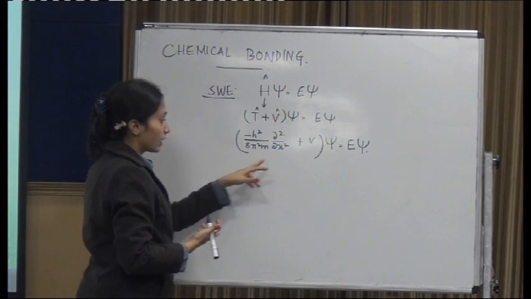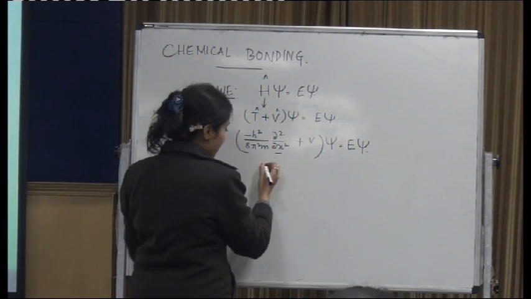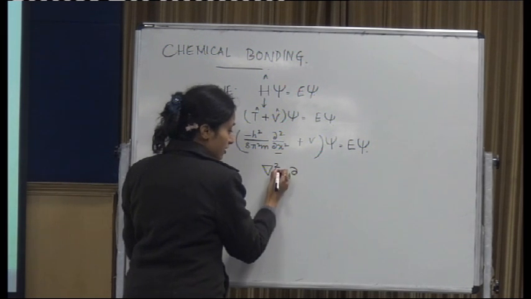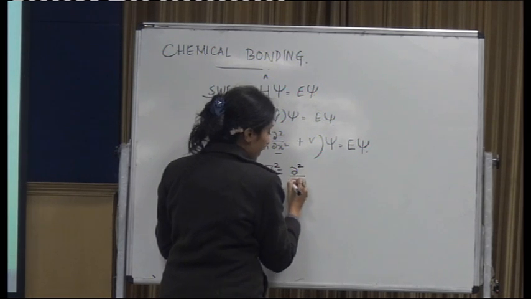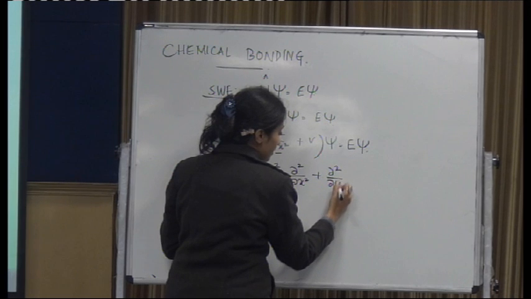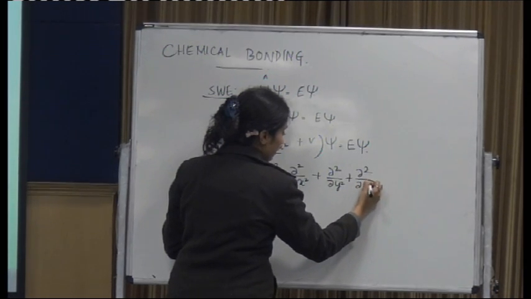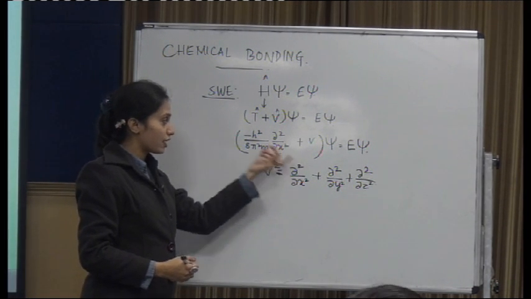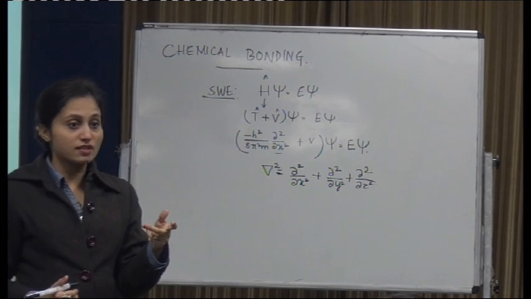Alright, okay, and then let me just tell you, this you will be doing in maths and physics also. When you have this in all 3 dimensions, it's represented by this del square. That is nothing but del square by del x square plus del square by del y square plus del square by del z square. That is your complete del square. These are partial differentials. And you know that already it is associated with Heisenberg's uncertainty principle.